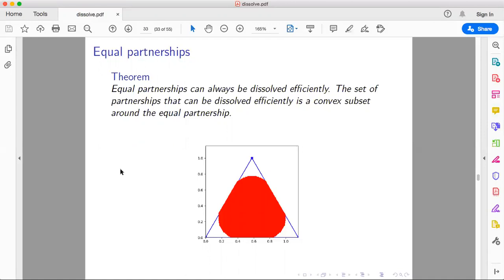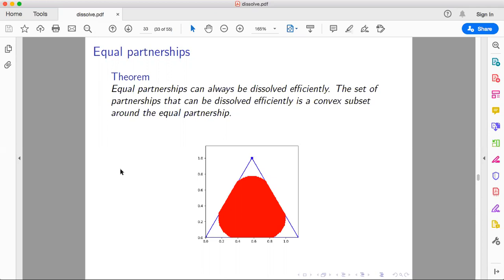Or another way to think about it is if some portion of the object is not given to anyone, you can basically first distribute that portion equally amongst all the agents and define a new RI and then dissolve it efficiently. Okay, so that way also.